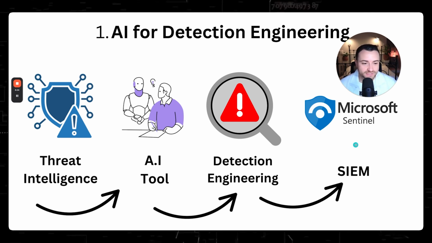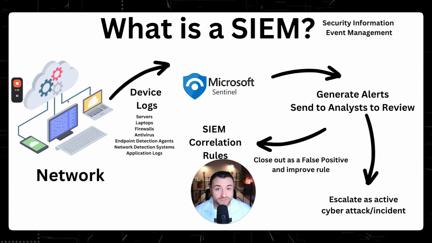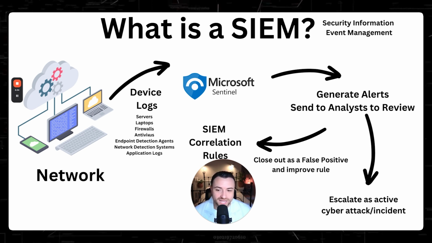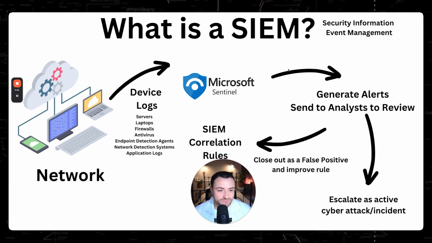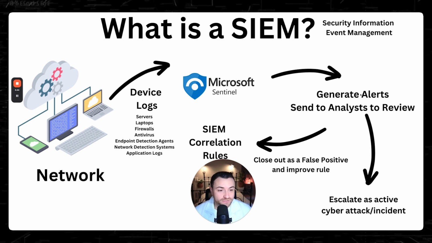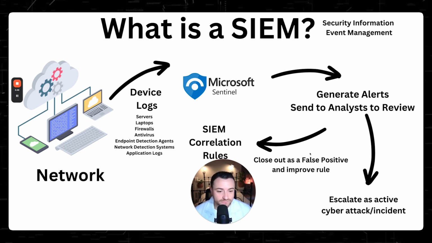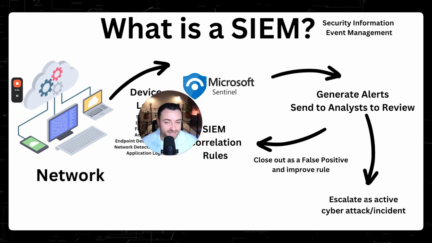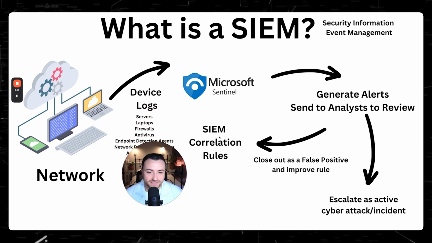Before I explain it, if you're not aware of what a SIEM is, what you can see here is that you'll have a network, and on that network, you will have a number of devices: servers, laptops, firewalls, antivirus solutions. They send logs to the SIEM. The SIEM then has a set of correlation rules, and these correlation rules will generate alerts that are sent to you as the cybersecurity analyst to review. Then you either close out the alert as a false positive and try to improve the rule, or you escalate it as an active incident and go through the incident response process. So what we're going to be looking at here is the SIEM correlation rules.